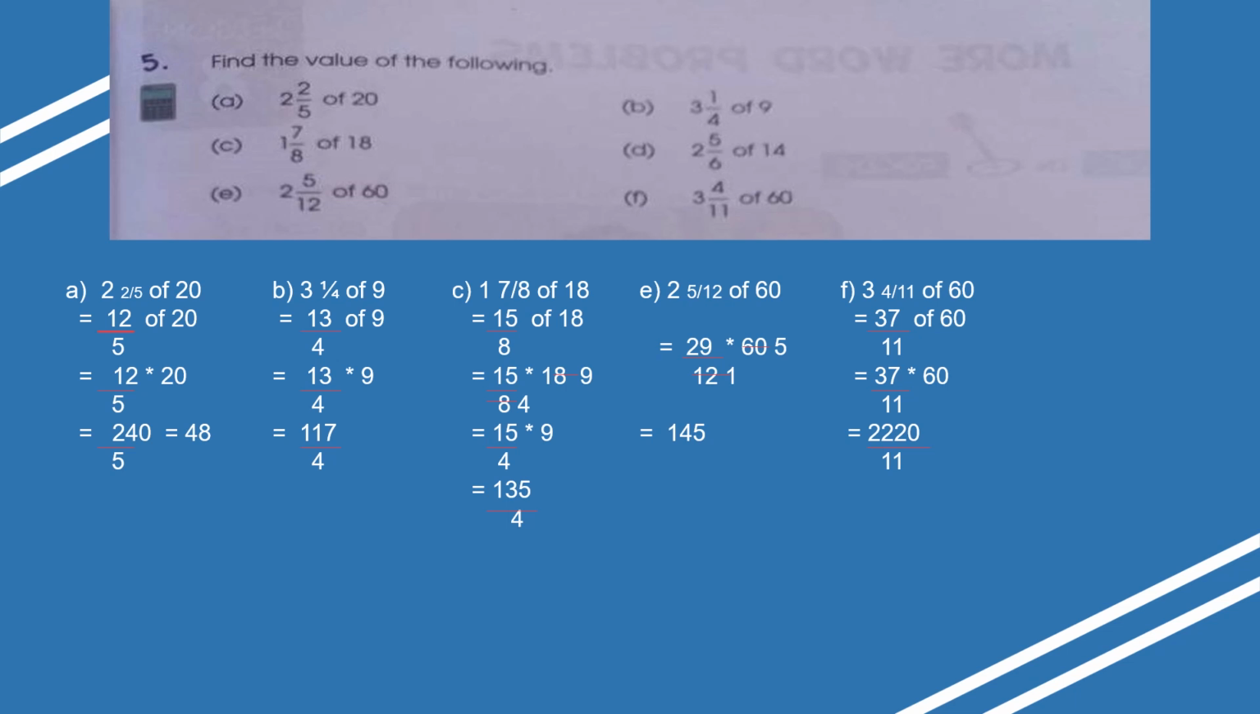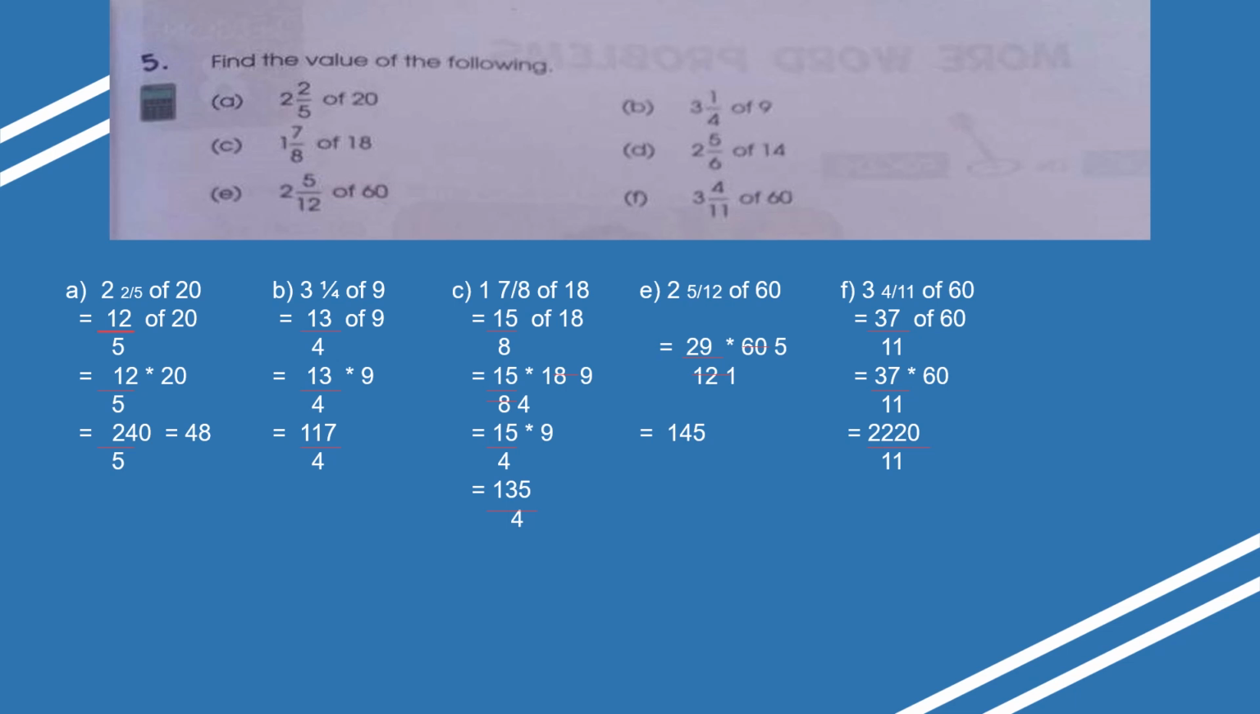multiplied by 18. Again, here first we have cancelled out 8 and 18 with the help of 2. 2 into 4 is 8 and 2 into 9 is 18, and then we multiply 15 by 9, which is 135 divided by 4, and this cannot be reduced further, so this is our answer.